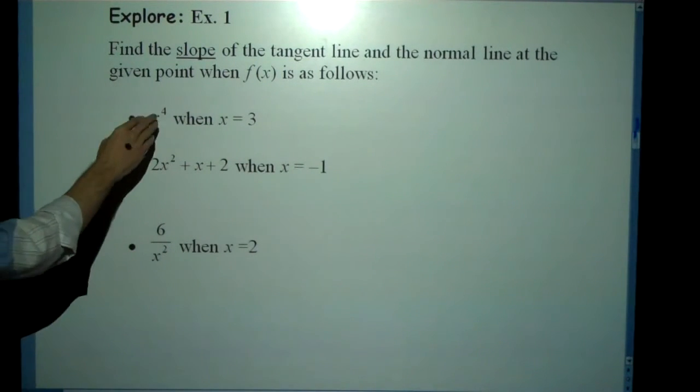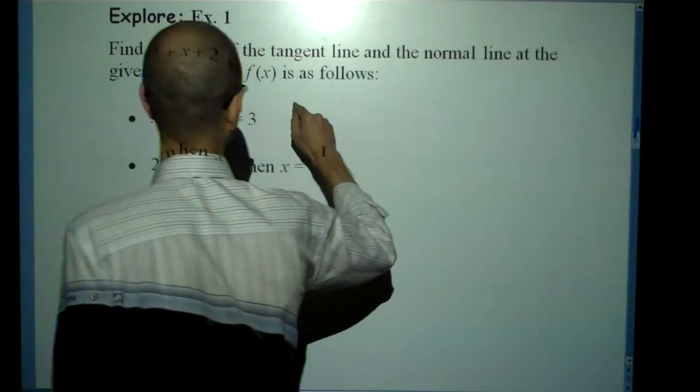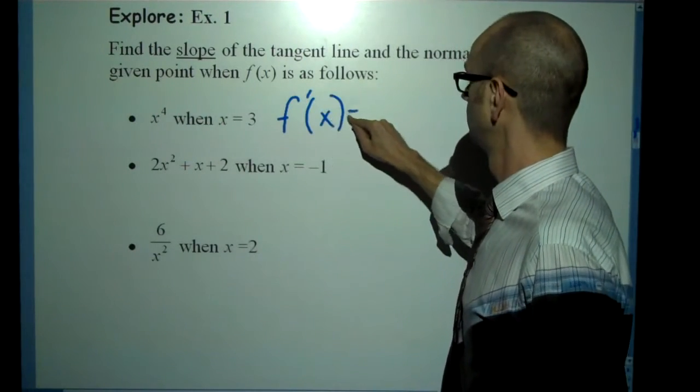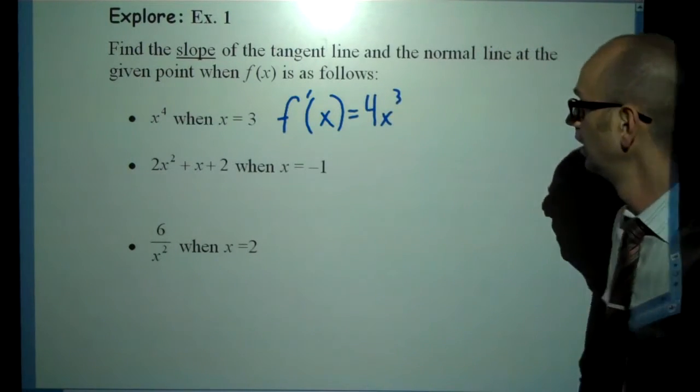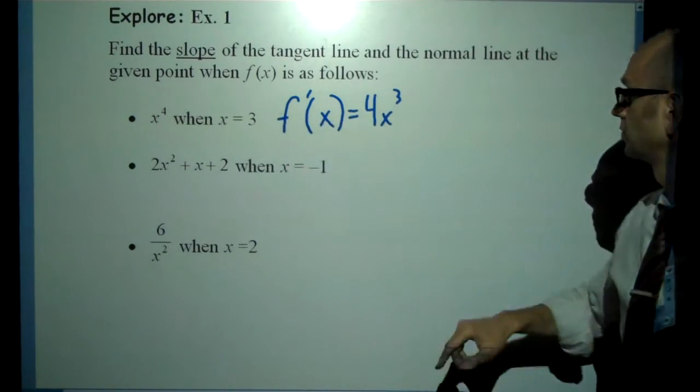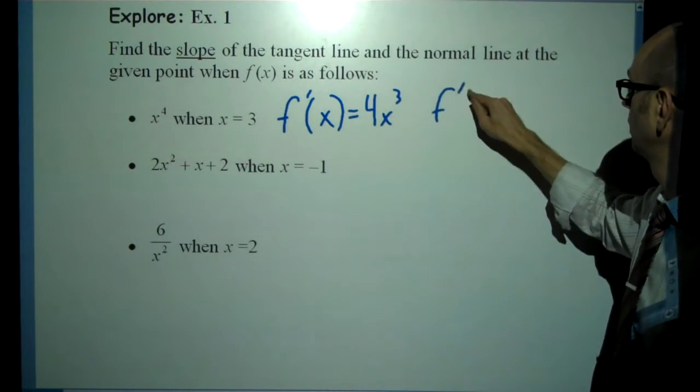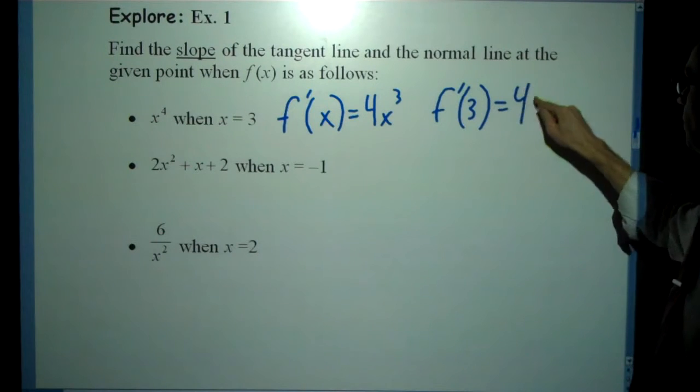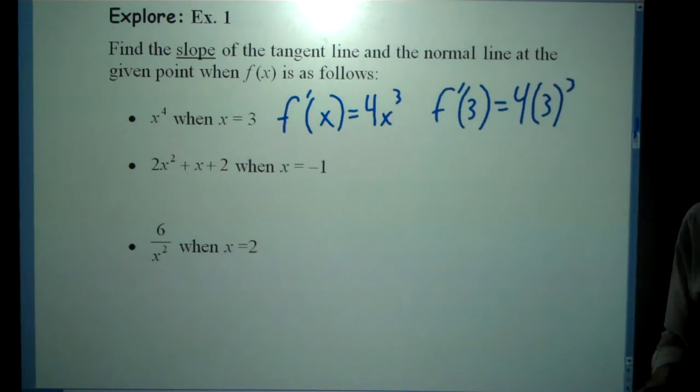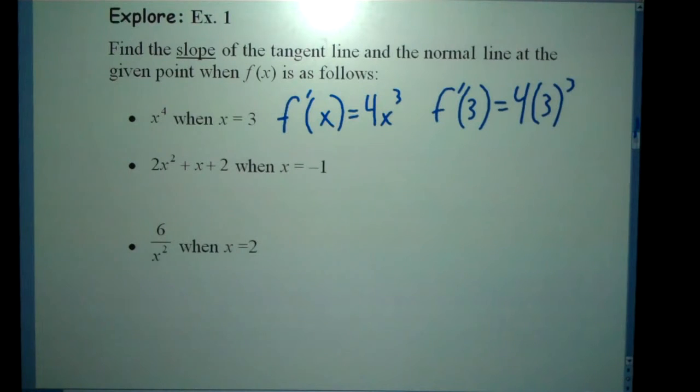So first and foremost, we need to know the derivative of x to the 4th, and that's going to be 4x to the 3rd. The slope when x equals 3 is going to be f prime of 3 equals 4 times 3 to the 3rd power. 3 to the 3rd power is 27. And 27 times 4, I believe, is 108. So we know that our slope when x is 3 is 108.